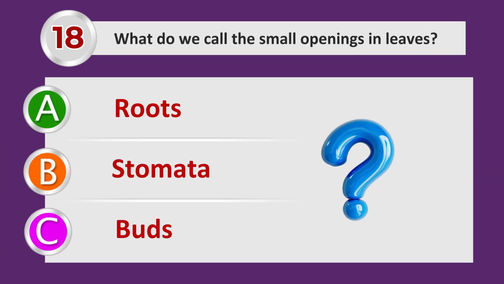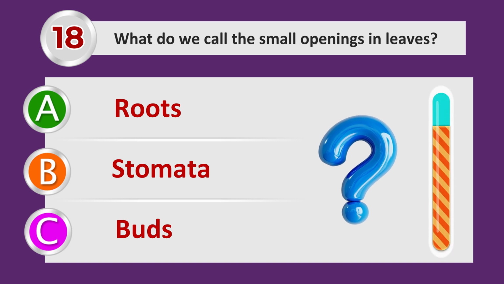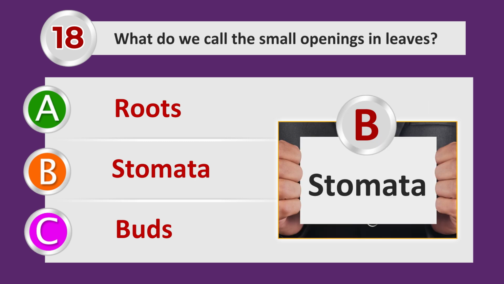What do we call the small openings in leaves? A. Roots. B. Stomata. C. Buds. Answer is the B. Stomata.